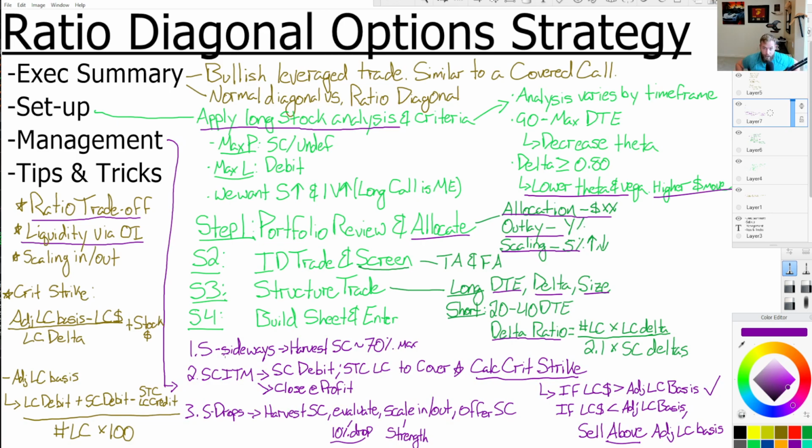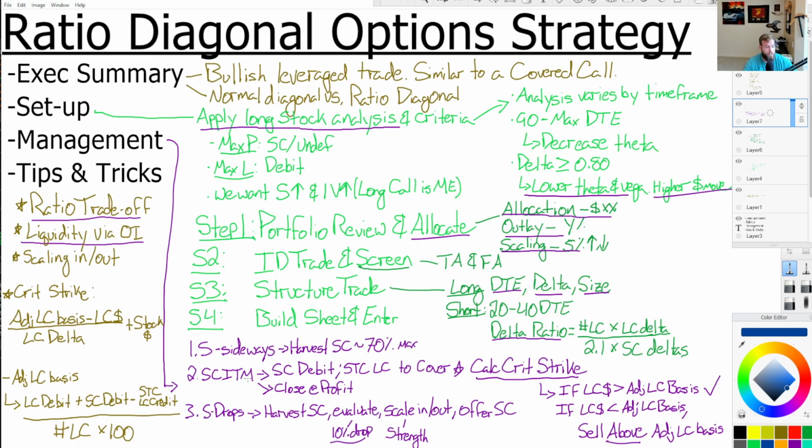So there's a couple scenarios that happen in the life cycle of the trade. We can have the stock trend sideways. We can have a scenario where our short call falls in the money, and we can have a scenario where the stock drops, meaning our short call would be out of the money, and potentially even our long call in a worst case scenario. So let's start with the first. This is easy. The stock goes sideways. Depending on where your short call is, you're just going to harvest it. You're going to wait until it's about 70% max profit. That's what I like to take out of it and take the trade off.